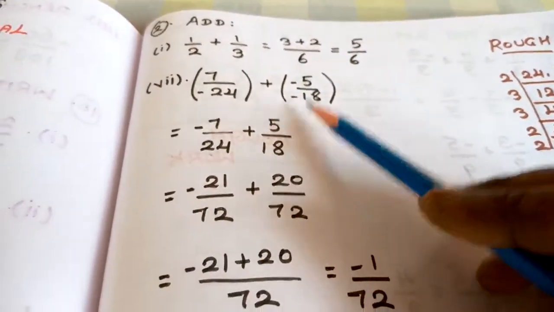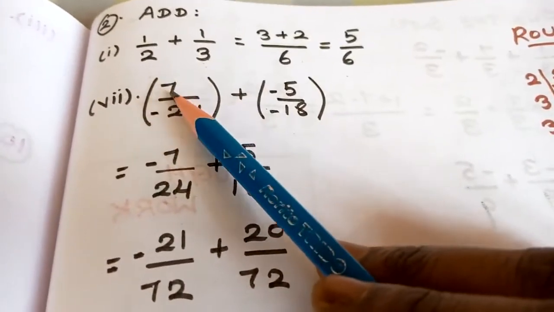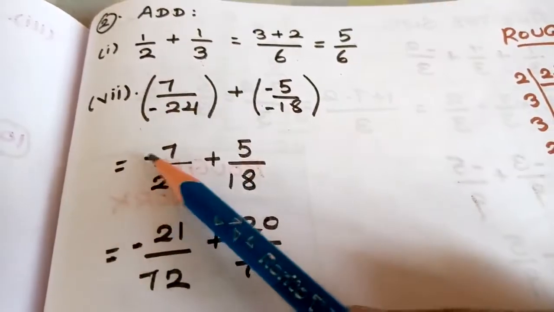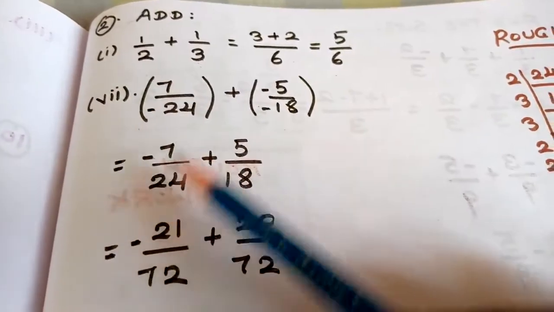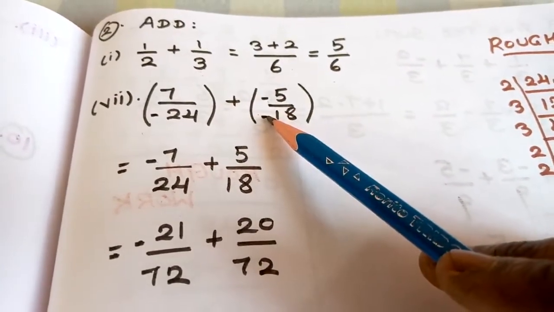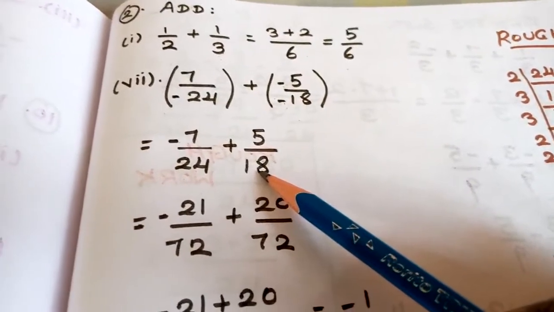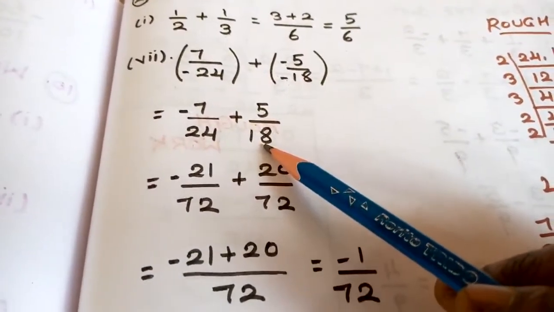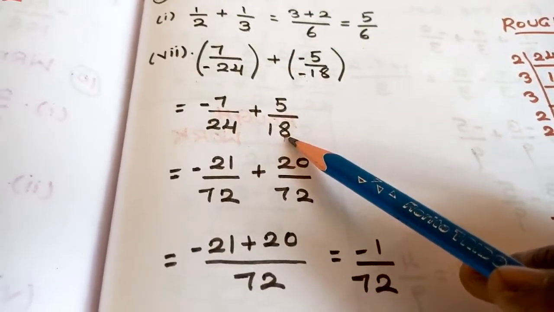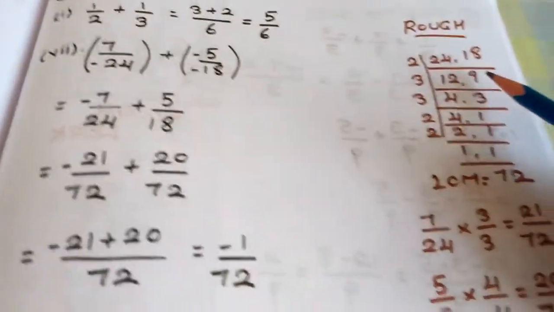Coming to the next question, first I am going to simplify the sign. Plus into minus, you get minus 7 by 24. Minus minus gets cancelled, that is minus into minus, you get plus 5 by 18. After simplifying the sign, you check the denominator part. The denominator part is not the same here, students. So I am going to find the LCM.